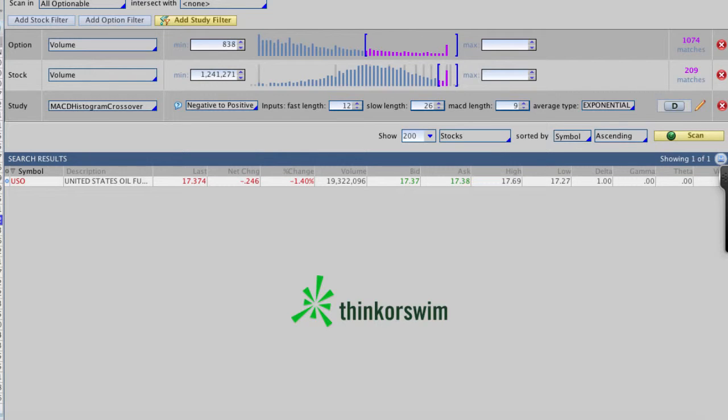We want to make sure that we're making smart, good trades, and that's really the key here at Option Alpha, is teaching you how to make smarter and better trades.